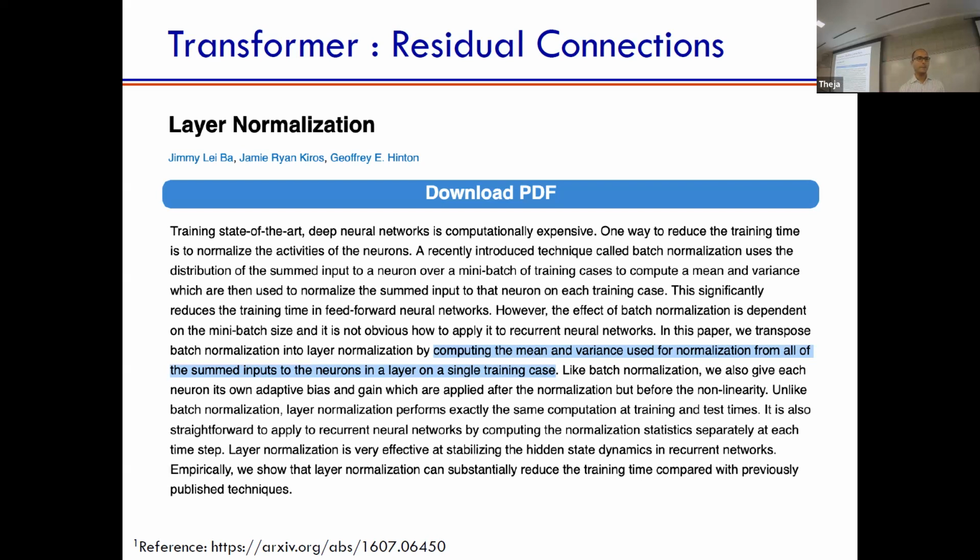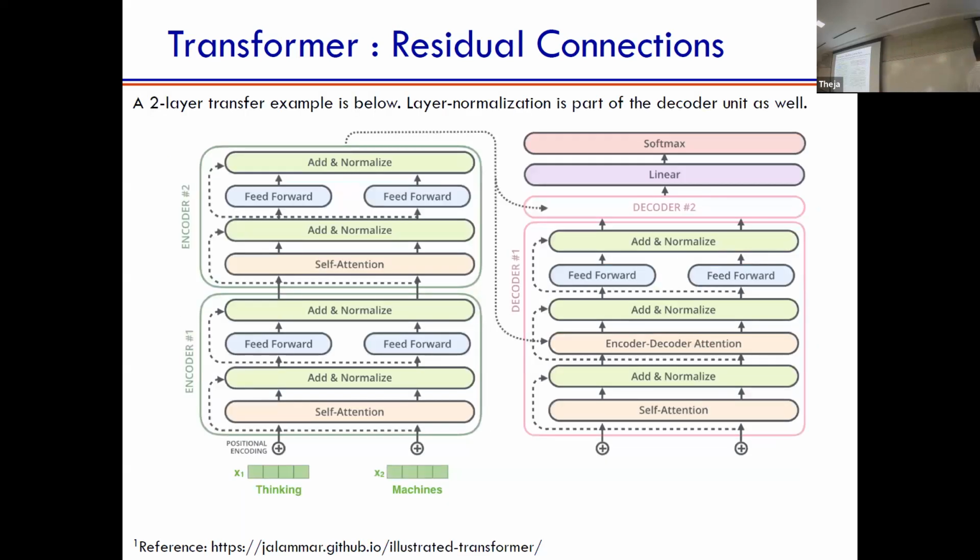Okay. So here's the full picture with the residual connections, with both the encoder and the decoder. A 2-layer example is shown. 2-layer just means there are 2 encoders on the input side. So just stacking, right? You could have 6 of them as in my first picture. Here is the decoder. Okay, so here we're making 2 decoder units as well.